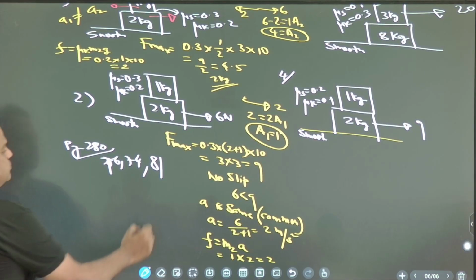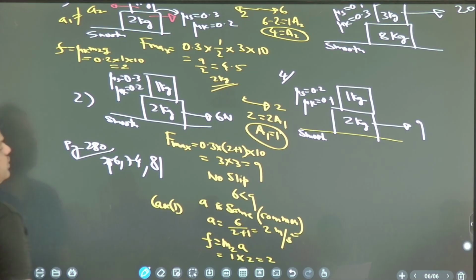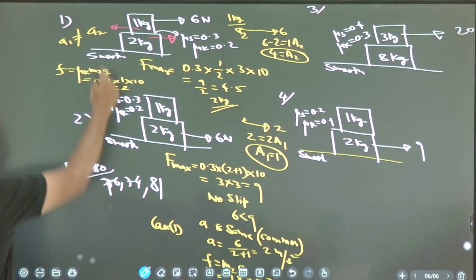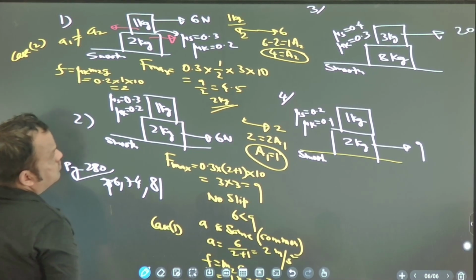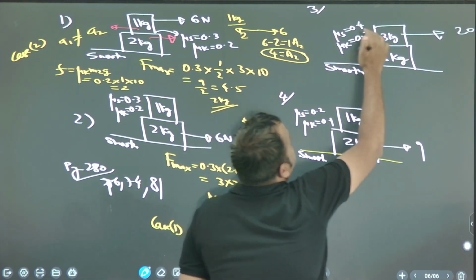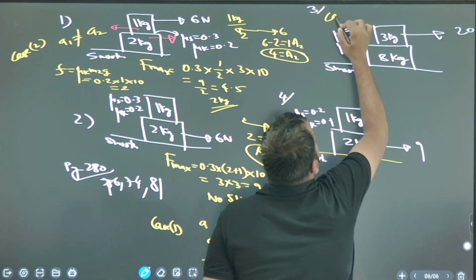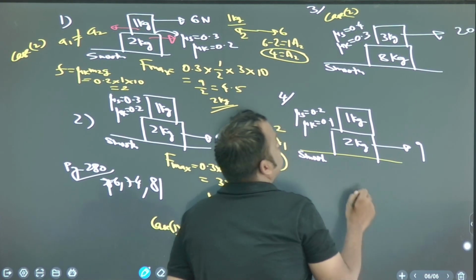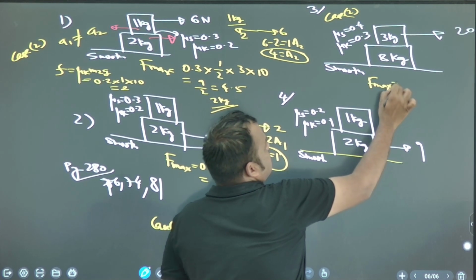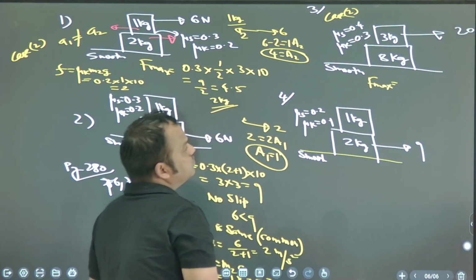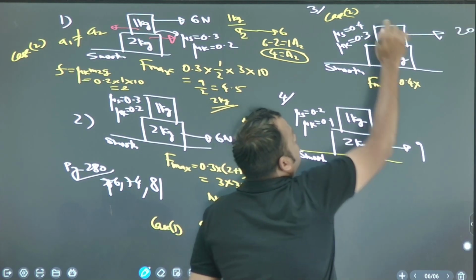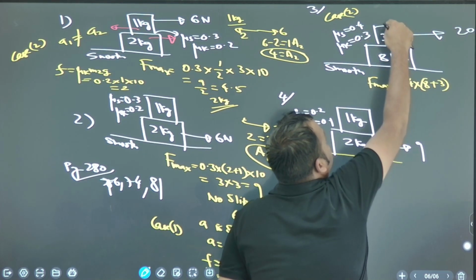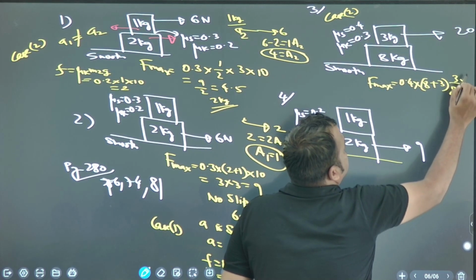This is case 1. Okay. Question 2 is case 1. Question 1 is case 2. Now question 3. Question 3 is case 2. So what is F max? First you tell me, is it slip or not slip? Slip. Okay. So mu s, m1 plus m2, m2 by m1 into g.